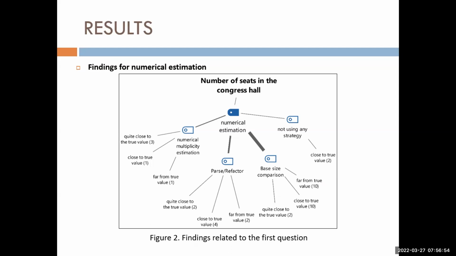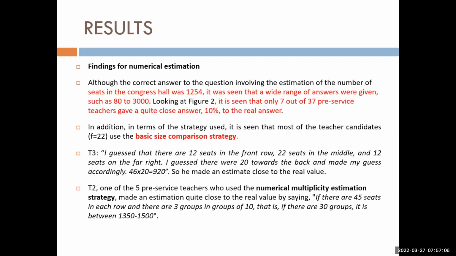1,254. Okay, so that's a lot. Then, for the result, you can see the table here. Findings for numerical estimation. Although the correct answer to the question involving the estimation of the number of seats in the Congress Hall was 1,254, it was seen that a wide range of answers were given, such as 80 to 300.